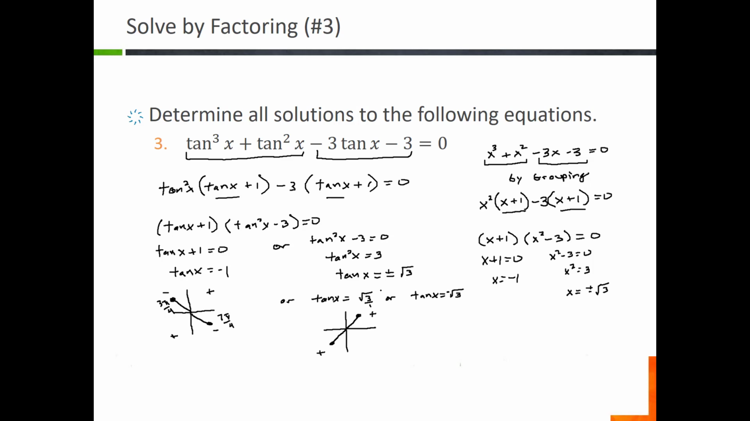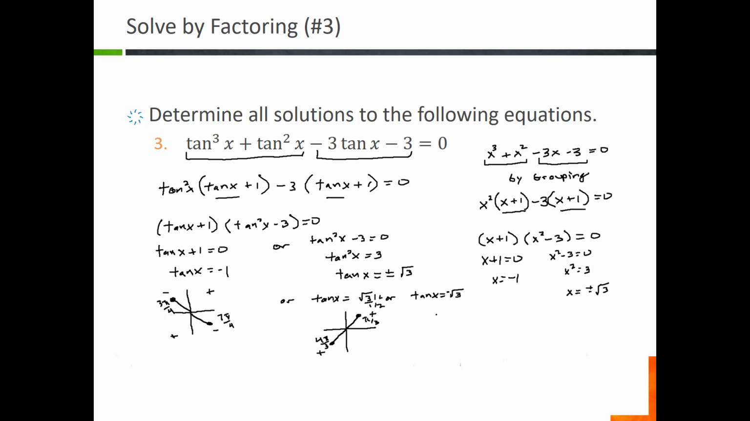And remember, tangent is sine over cosine. So when is sine root 3 over 2? Again, this is kind of the way I do it. Where is it? Root 3 over 2 and 1 over 2. That would be at the pi over 3 angle. So we have a pi over 3 in the first quadrant, and then we're going to have a 4 pi over 3 in the third quadrant. So we got 2 more.